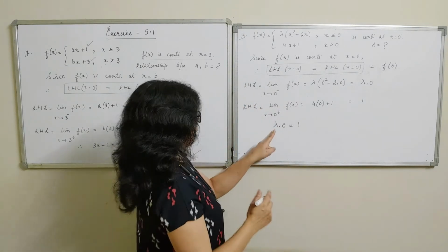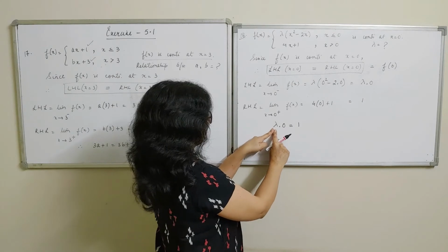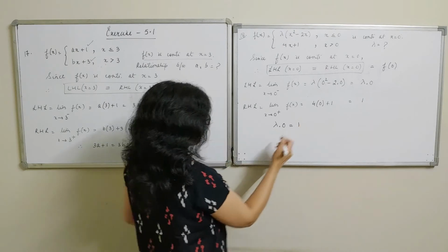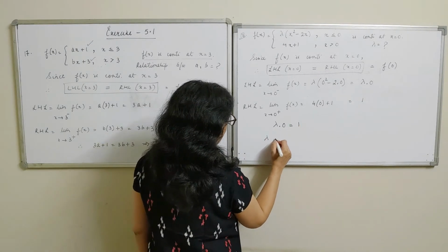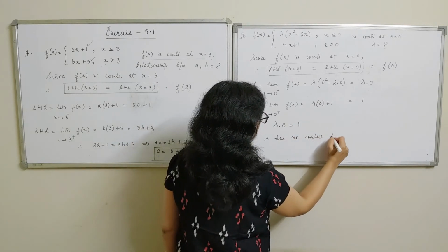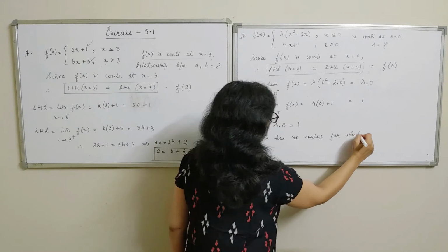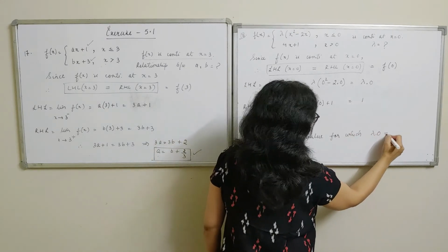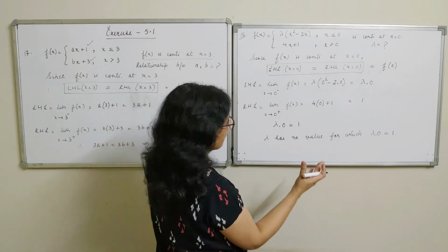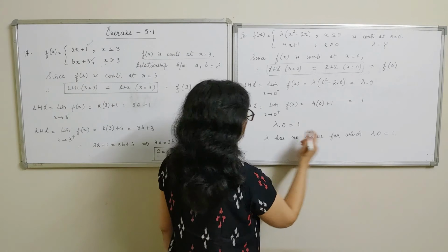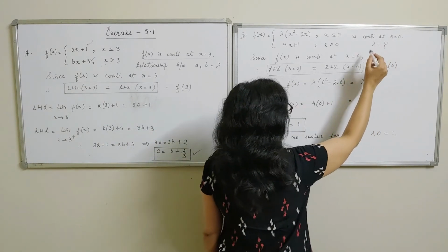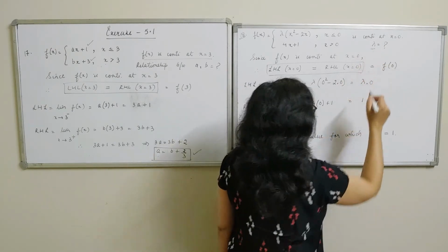Now since we are dealing with real numbers, lambda can acquire real values only. Lambda can be any real number, and any real number multiplied by 0 will never be equal to 1. So here we can write down that lambda has no value for which lambda into 0 will be equal to 1. That means lambda has no real value. You're basically dealing with real numbers. It has no real value which will satisfy this condition. So although the function is continuous, for the function to be continuous, there is no real value of lambda.